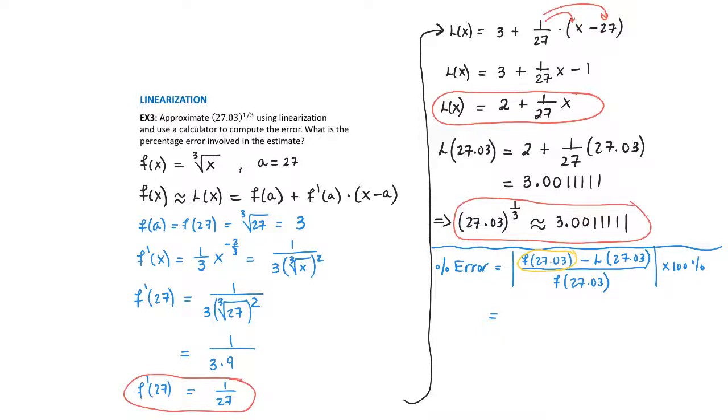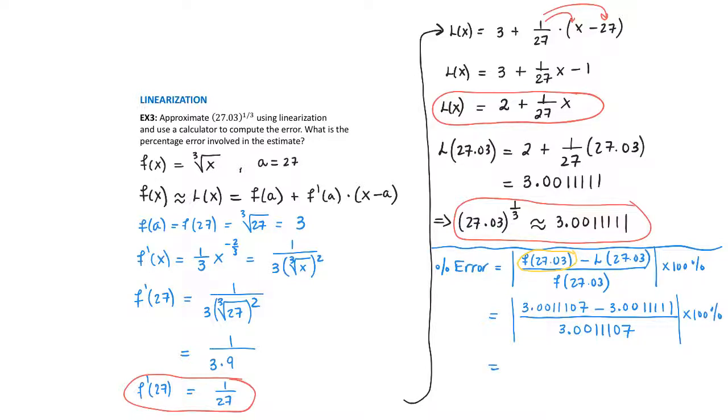Now, to calculate the actual value right here, I'm going to have to use a fancy calculator, something a little bit nicer, and I'm going to have to calculate the cube root of 27.03. When I do those calculations, I'm going to get 3.001107 minus 3.001111. This is the estimate, divided by the actual value, 3.00111107. All that times 100%.